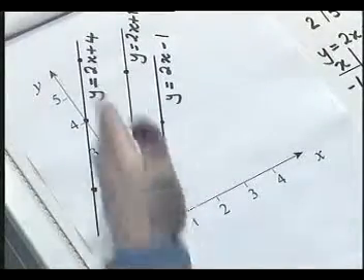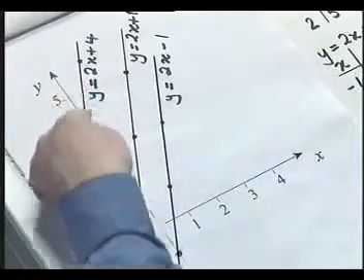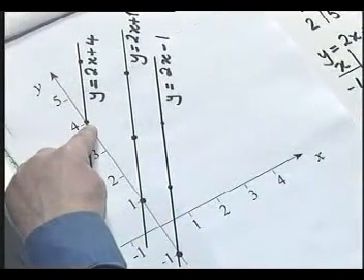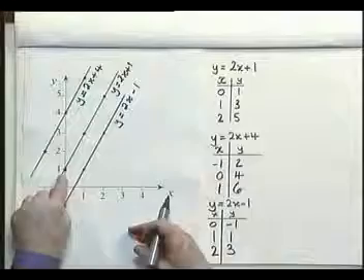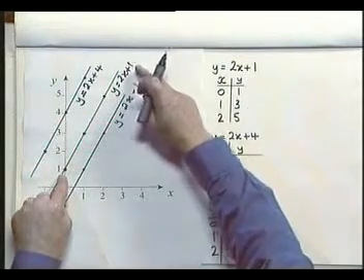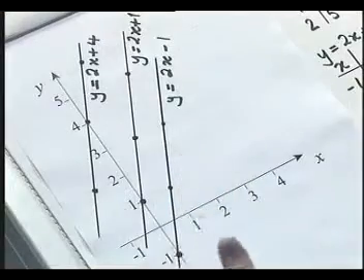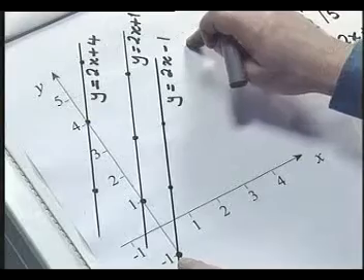So what's different about the lines? Well, what is different is that they're all cutting the y-axis at a different point. This line is cutting the y-axis at the point where y is 4. Note that the number 4 appears in the equation. This line cuts the y-axis when y is 1. And again, 1 appears in the equation. And again, this line cuts the y-axis at minus 1. And minus 1 appears in the equation.